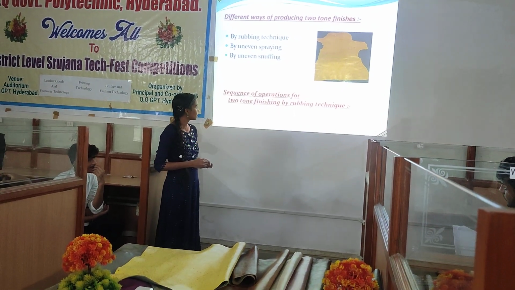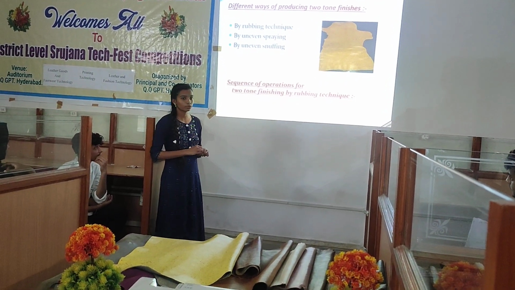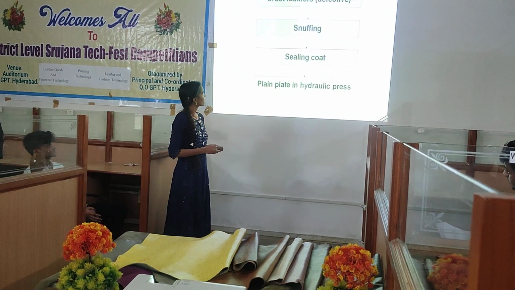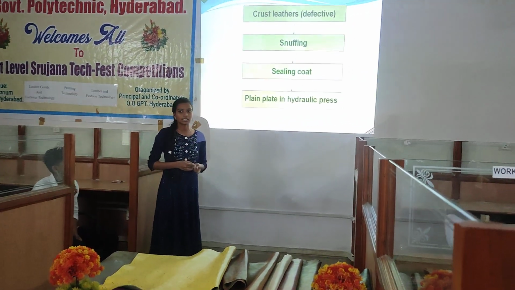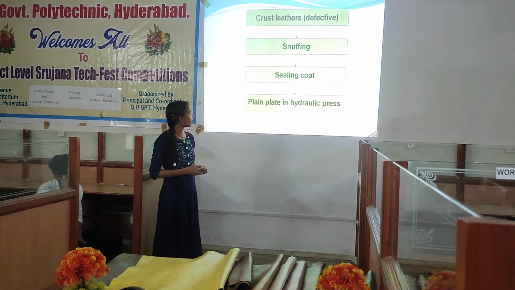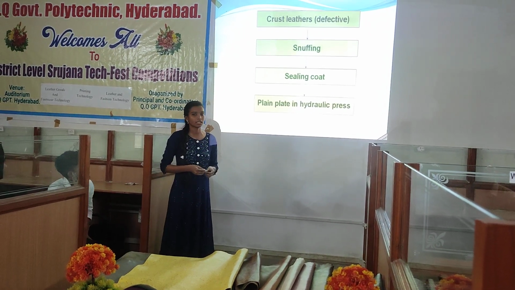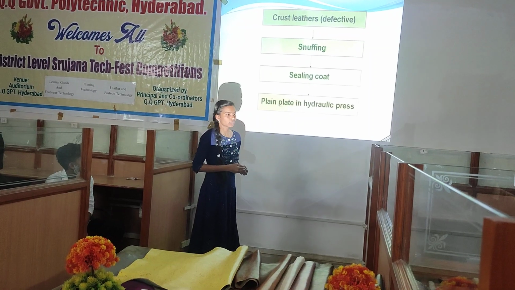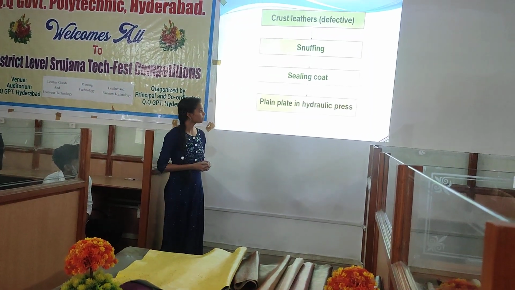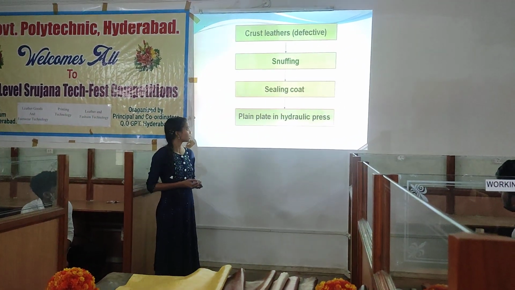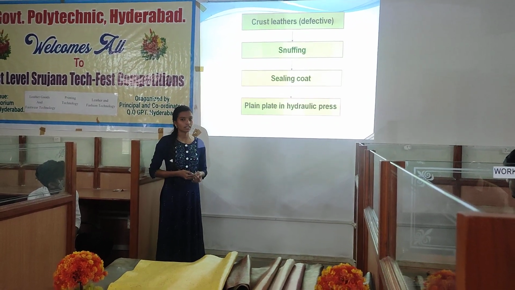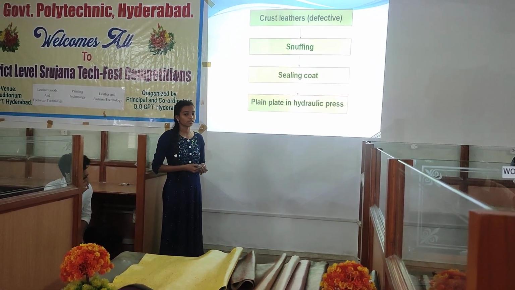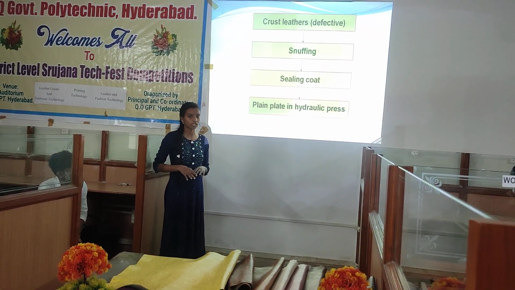Now the sequence of the method of completing two-tone finish. We take the crushed leather with some defects. Then we do buffing. By buffing, the leather becomes smooth, soft and flat. It will become uniform in thickness. Then the sealing coat. The sealing coat is done on the leather to give a coat on the leather.